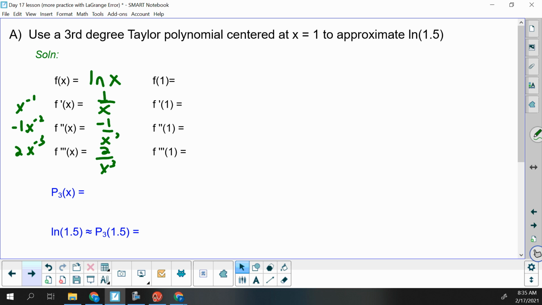If we sub in 1, natural log of 1 is 0. 1 over 1 is 1. Negative 1 over 1 squared is negative 1. 2 over 1 cubed is 2.